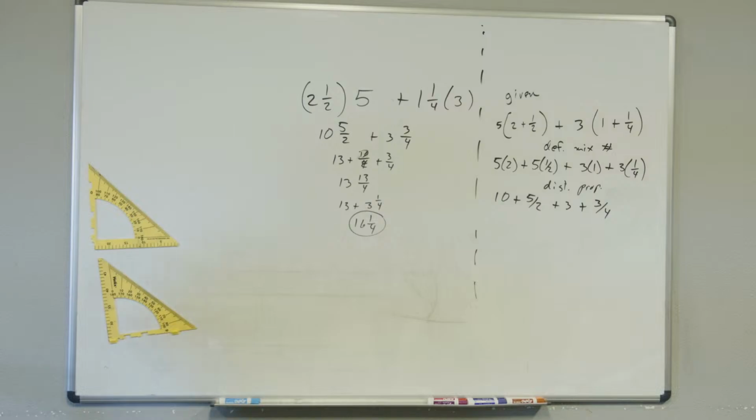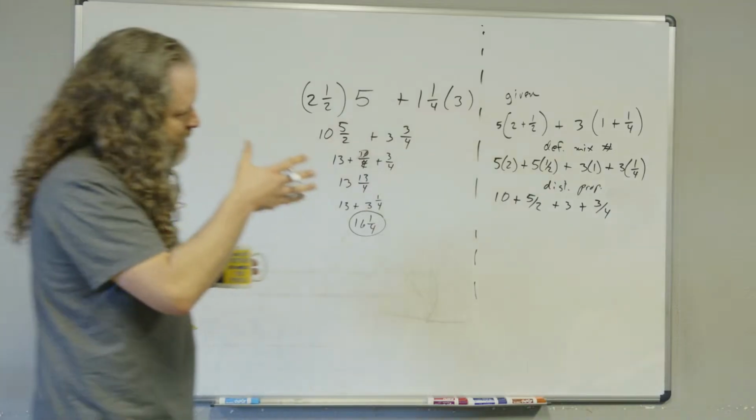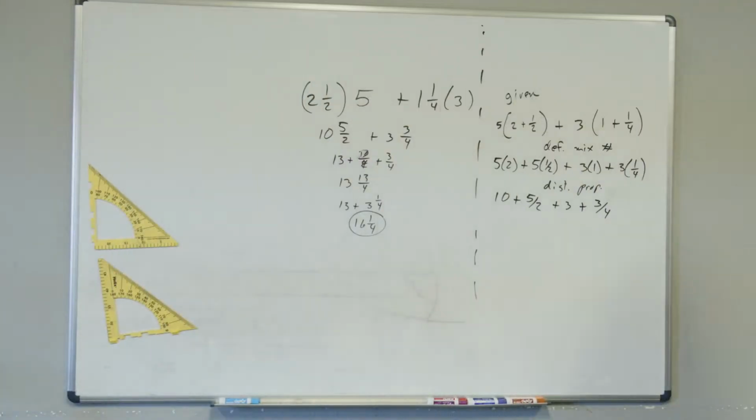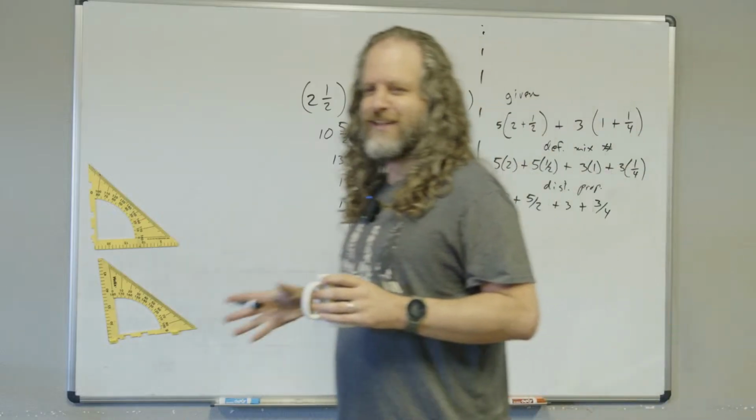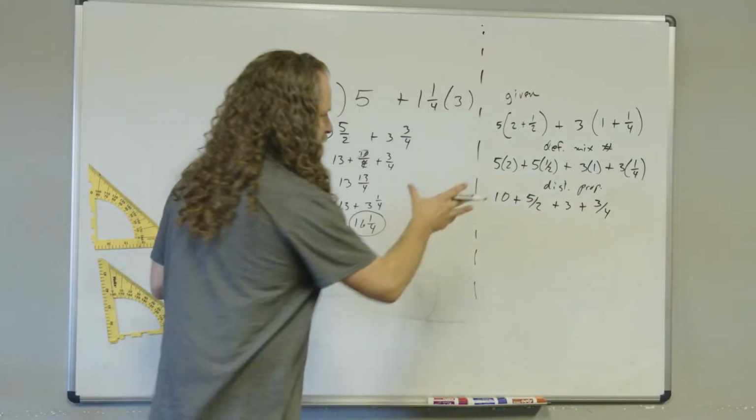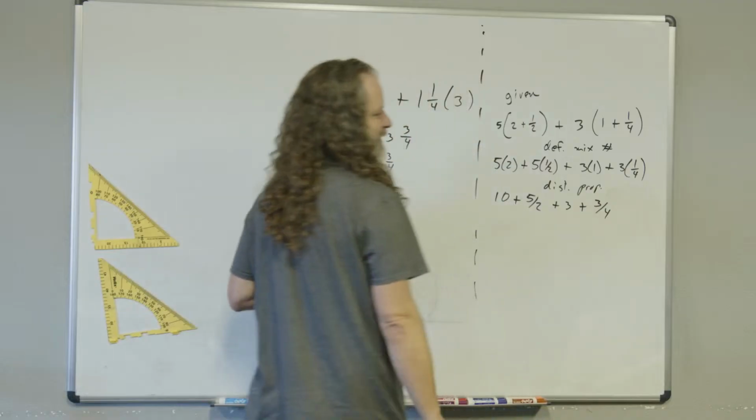What can we do now? Which ones do you want to combine first? That's what we're thinking about here. We're trying to think, okay, how can I make this easy? If I was doing this, what would I do in my brain first? Combine which ones? The 10 and 3 and the 5/2 and 3/4. So we need to rearrange this using a property, right, to where these are together and these are together?